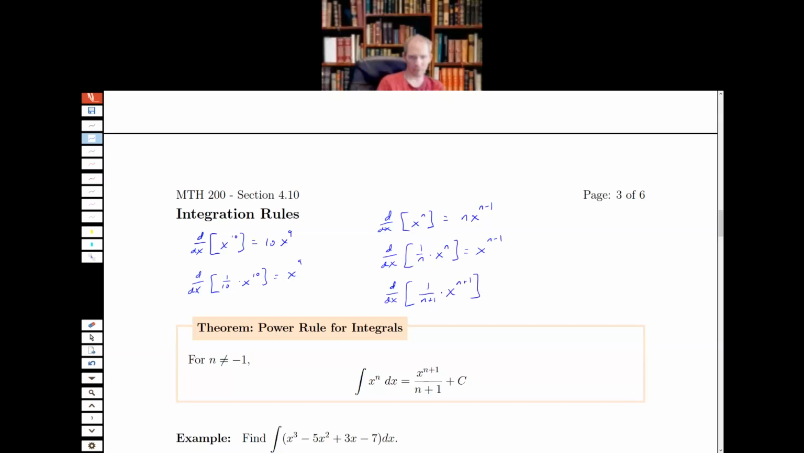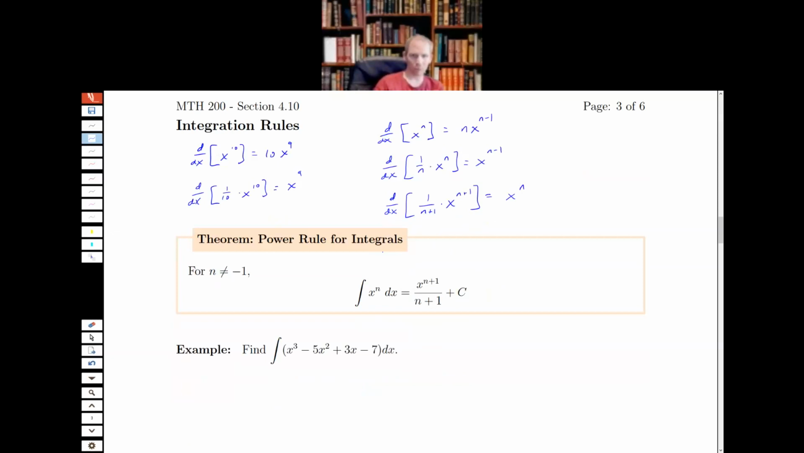So I'm going to take the derivative of 1 over n plus 1 times x to the n plus 1. When I take a derivative, the n plus 1 comes down, cancels the 1 over n plus 1. So I just get x to a power, but I have to lower the power by 1. And so that's where I get this power rule for integrals. If I anti-differentiate, or if I take the integral of x to the n, I get x to the n plus 1 over n plus 1, right? Raise the power by 1 and divide by the new power. And then of course the plus c.